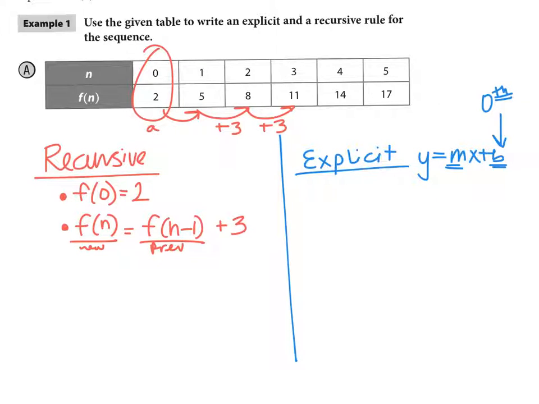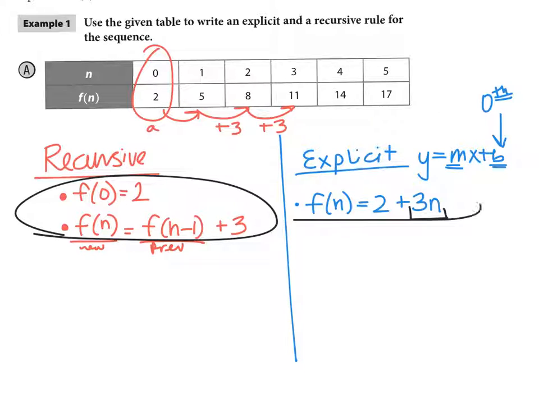So here, I don't have to say where I'm starting because I'm going to say it in my equation. So it's f of n, this is my explicit formula, equals, I'm going to start at 2, and I'm adding 3, because I'm adding 3 over and over and over again, that's where my variable goes, right? So just think about multiplication. Multiplication is repeated addition. So this is you just saying you're adding 3 over and over and over again.